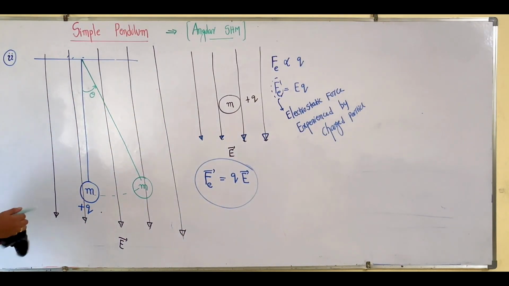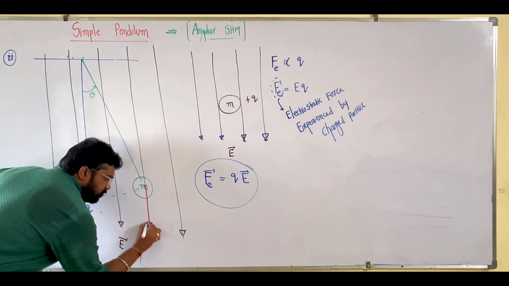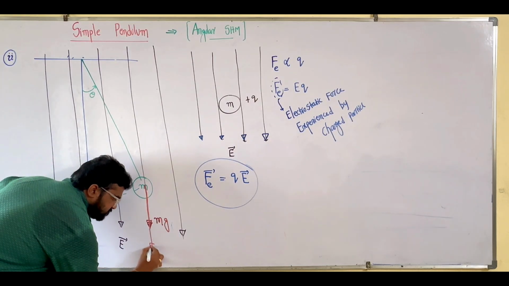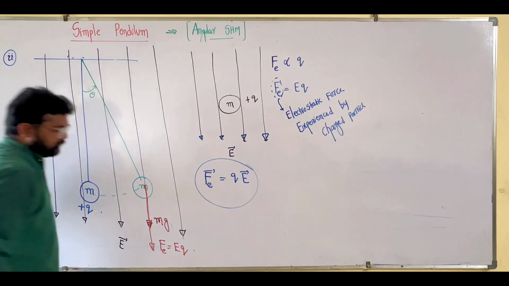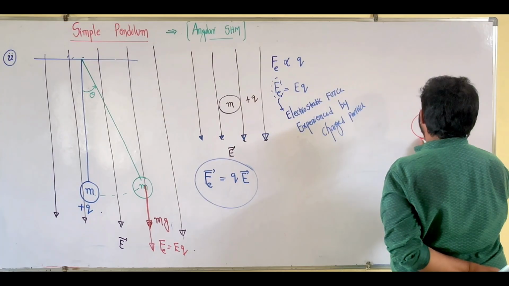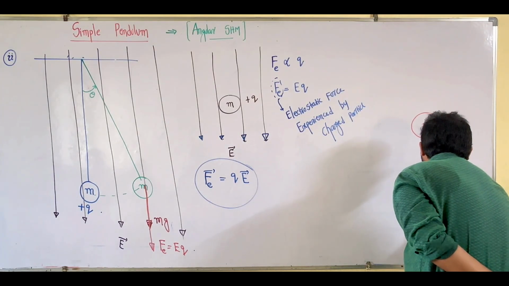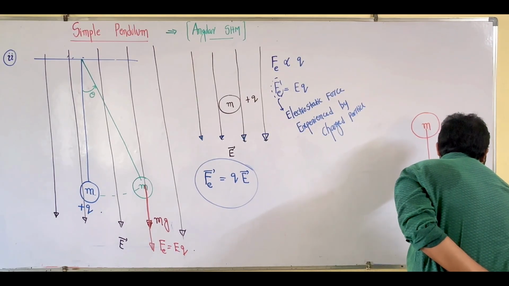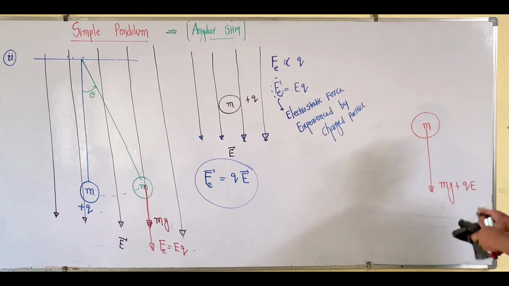Then what will you get, tell me? Weight acts vertically downward. Electrostatic force is also acting in the direction of the electric field. Understood? Now tell me, what is the net force acting on the ball, of mass m? The net force is mg plus QE. This is the net force acting on the ball.